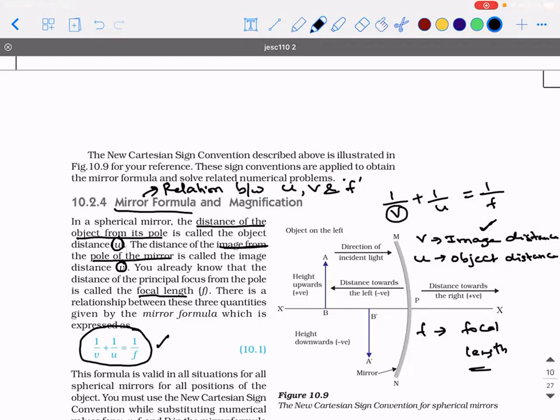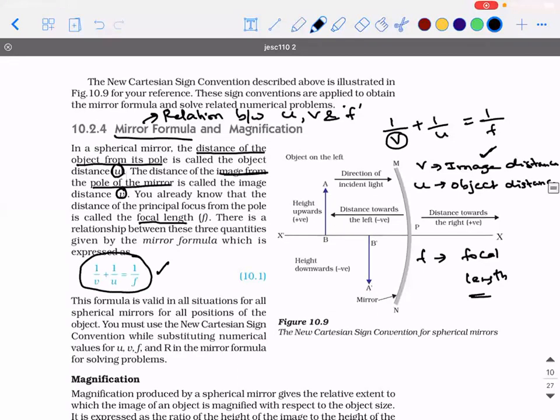You obviously don't need the derivation for this. You can forget about deriving this, so you need not worry about it. The next question is, when you solve problems, this formula is valid in all situations, for all types of spherical mirrors, for all positions of the object. But one important point to be kept in mind is you need to apply the new Cartesian sign convention while substituting the values of u, v, f, and R in the mirror formula for solving problems. Means, according to that particular situation, we need to use the sign conventions for all known quantities.